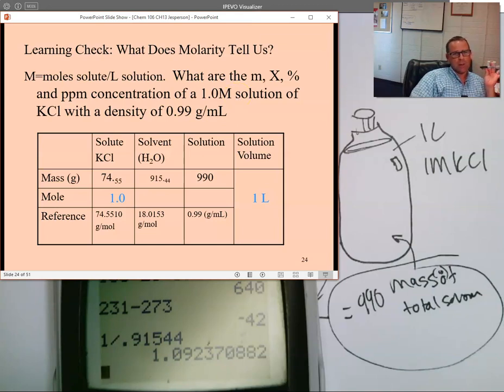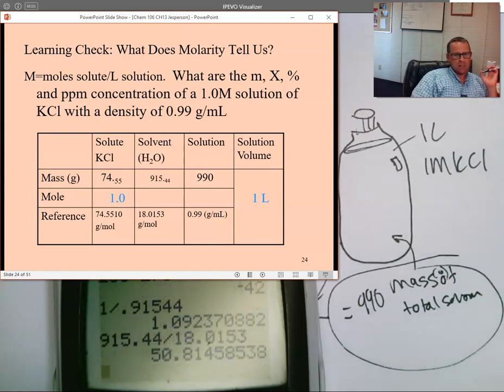Very good. Where can I get the total moles of solution? Well, I need to add up the moles of solute plus the moles of solvent. And that would give me the total moles in solution. I know how many grams of water I have there, and I can convert this grams of water into moles of water. Do you think you can do that for us, Sarah? Can you convert the 915.44 grams of water into moles of water? Yes. So you just divide 915 by 18 grams per mole.